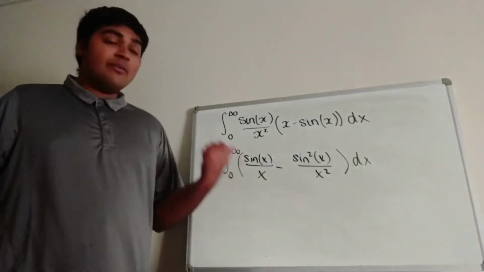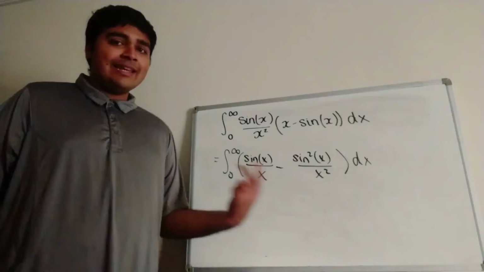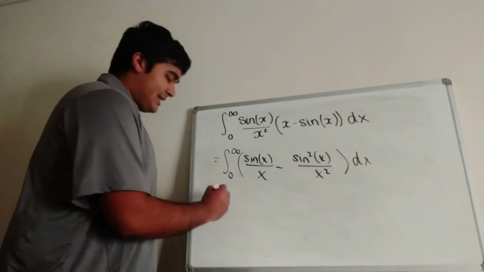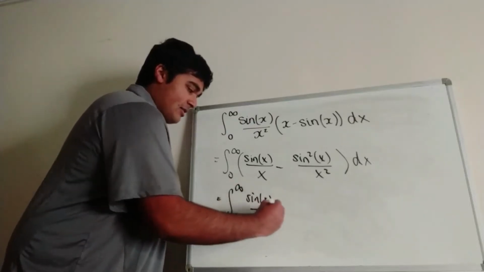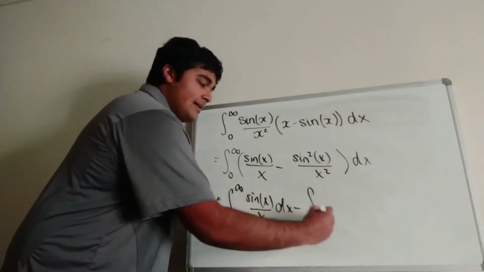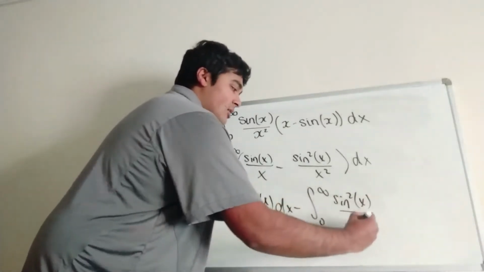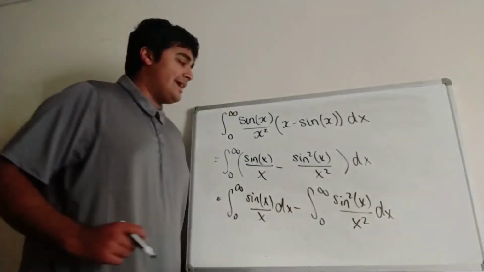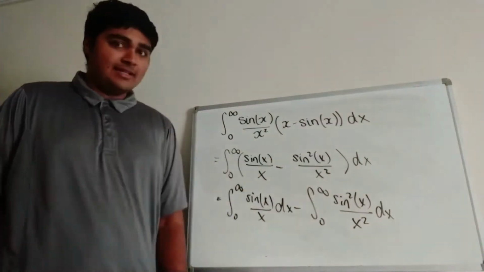So this is what we have, and we want to show that this thing here is 0. Well, what we can do is actually just use the linearity of the integral, or to write this thing here is just the integral from 0 to infinity of sine of x over x dx minus the integral from 0 to infinity of sine squared of x all over x squared dx. Okay, so just kind of by writing this as one integral minus the other.